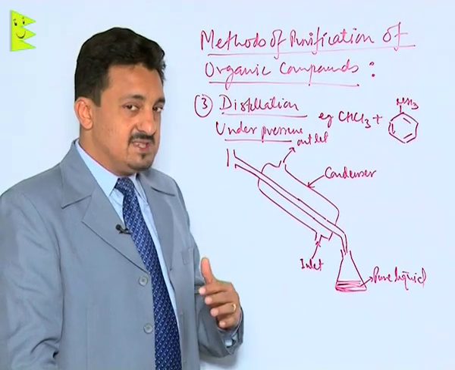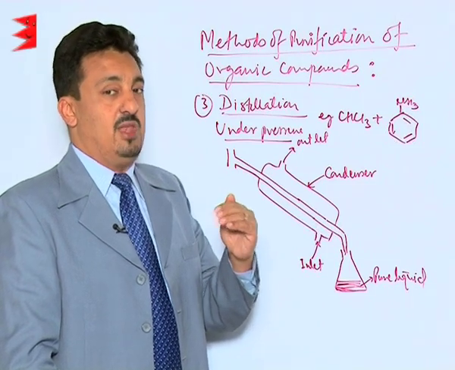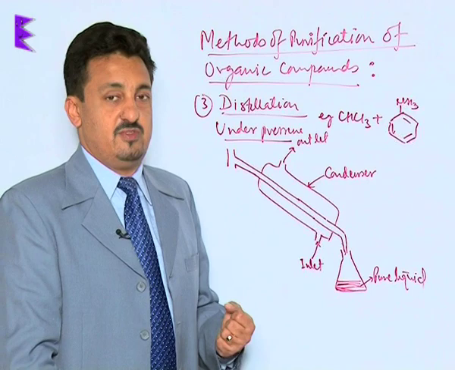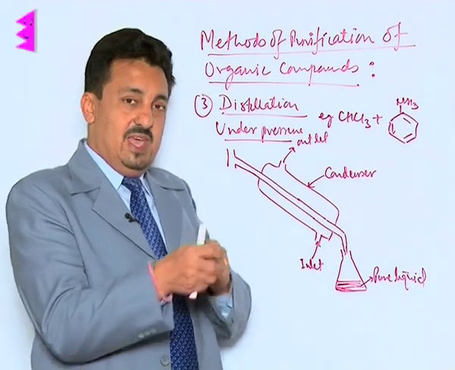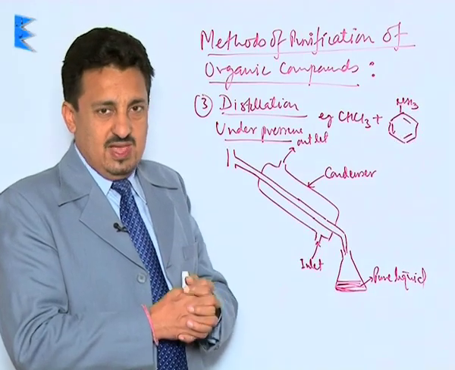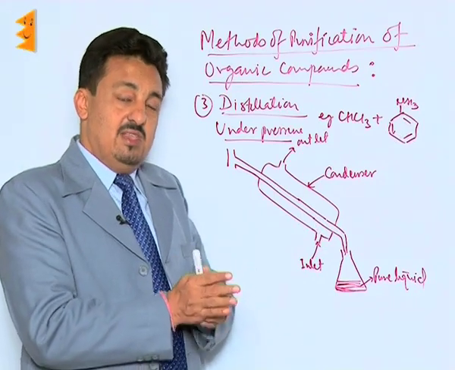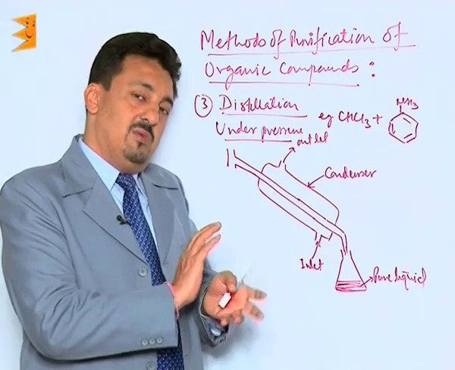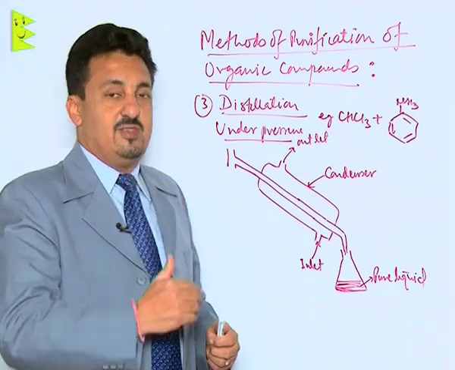The problem is that we cannot let that substance be heated to its boiling point, because at that temperature it decomposes. Suppose we have two liquids A and B. One of them is less volatile, another is definitely more volatile. But when we heat it, near the boiling point of the more volatile one, the less volatile one gets decomposed. So what we do is reduce the pressure.